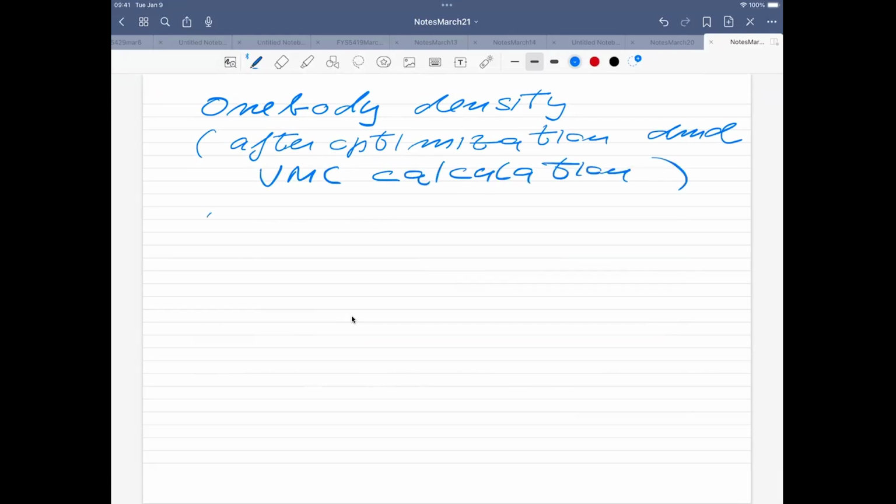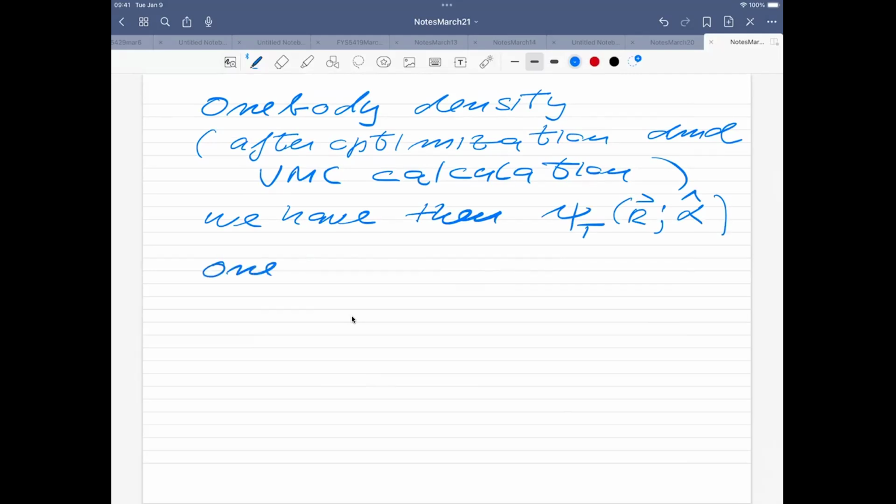So that means we have then, let me write it down, psi of t, the trial wave function, which depends on the positions. And then I'm going to put a hat on here to indicate that the hat is the optimal parameter you have found in the calculations. This means that you have the best possible representation of your ground state energy of the system. So what you're going to do then is to calculate the one-body density, which is defined as follows.